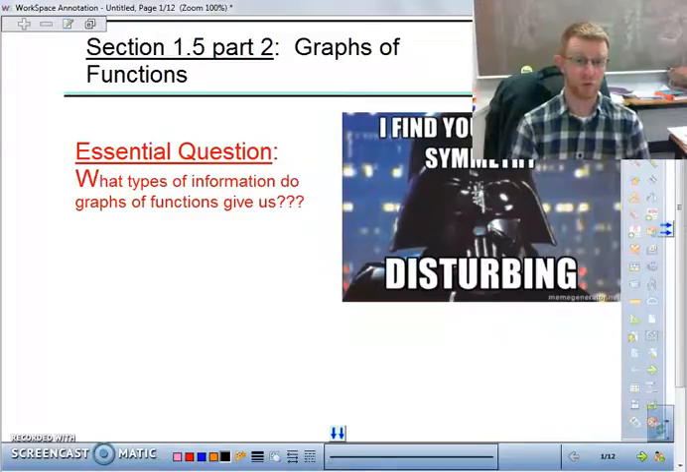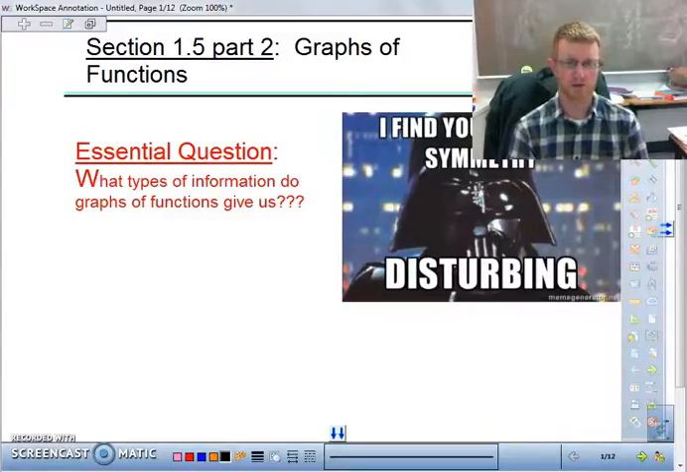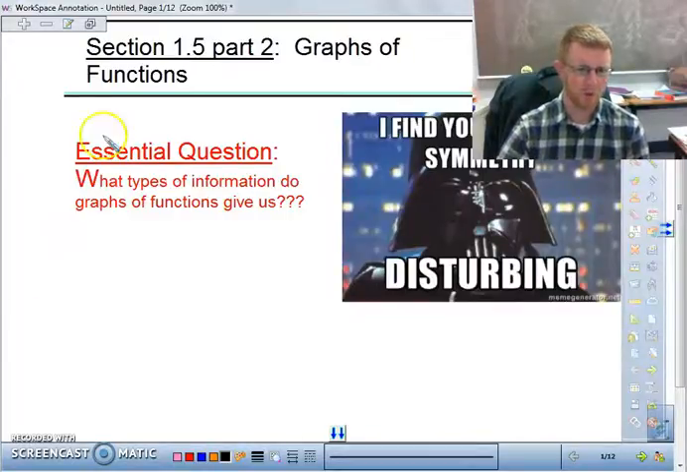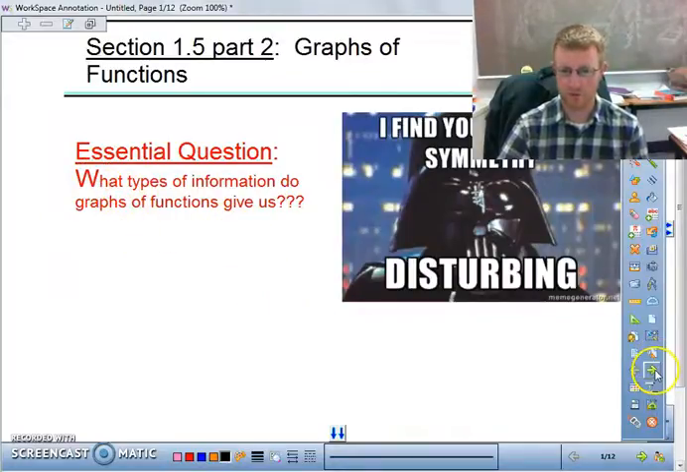This is section 1.5 part 2. Continuing on with the graphs of functions, we were talking about symmetry today. Things that you've probably talked about before, but again, we're going to go a little bit deeper into what symmetry does for us. So we're still on the essential question of what types of information do graphs of functions give us.